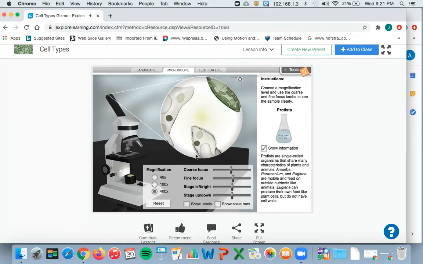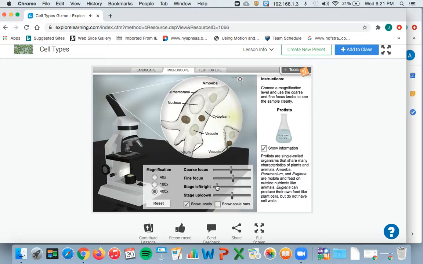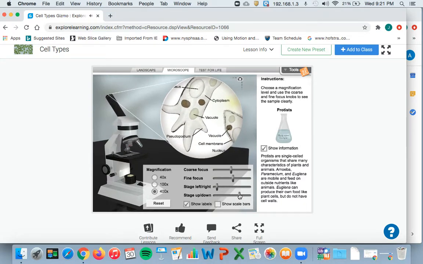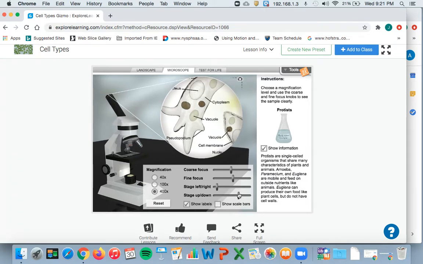See if you can identify what those structures are. What does it look like that is helping them to move? Okay, if we show labels, what do we see? Okay, the amoeba. Okay, what structure is allowing the amoeba to move?